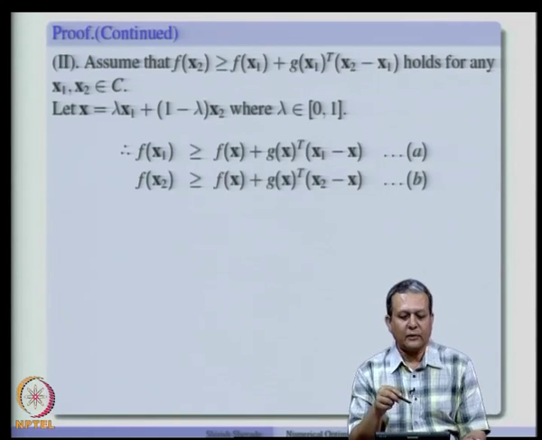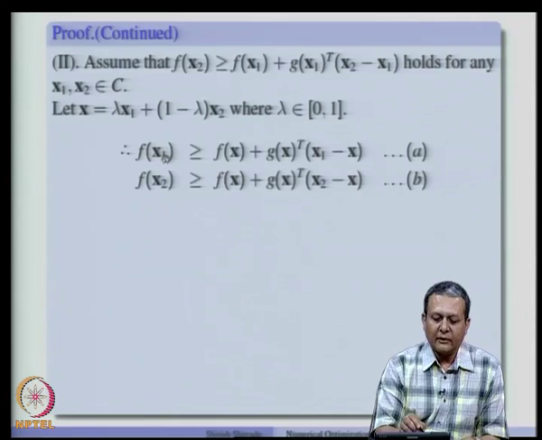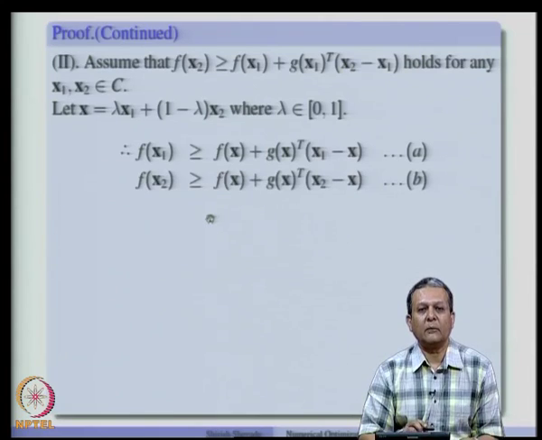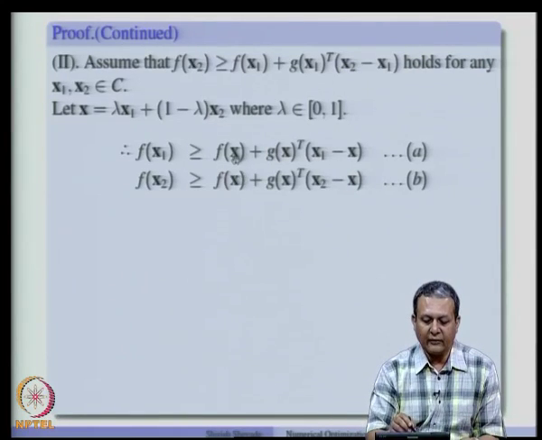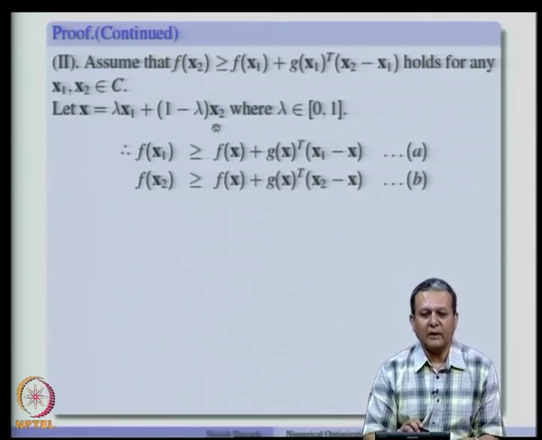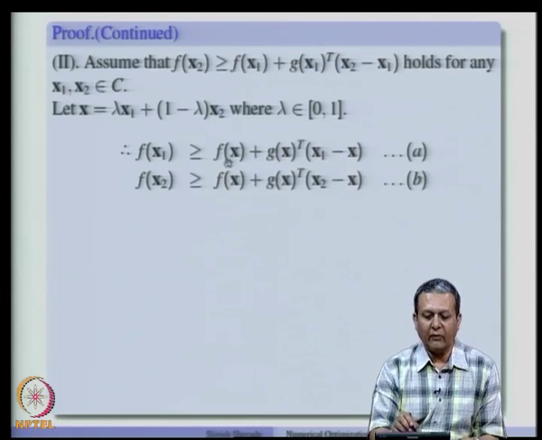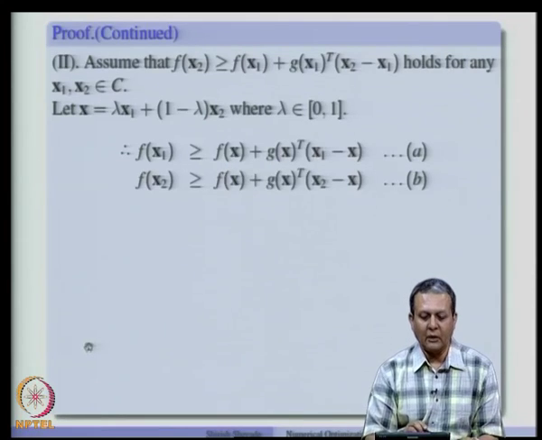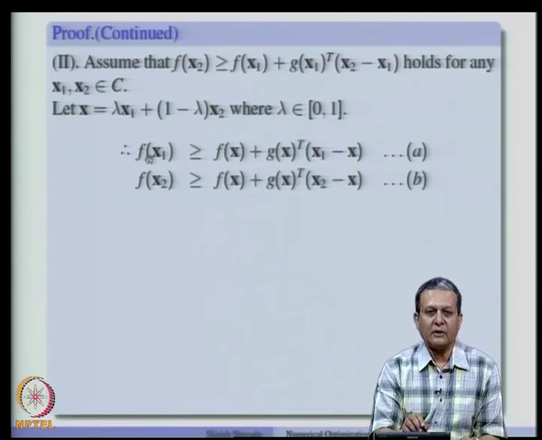Now, we have to show that the function is convex. So, what we have to show is that lambda f of x1 plus (1 minus lambda) f of x2 is greater than or equal to f of (lambda x1 plus (1 minus lambda) x2). Now, x is nothing but lambda x1 plus (1 minus lambda) x2, and what we want is to show that f of x is less than or equal to lambda f of x1 plus (1 minus lambda) f of x2. So, what we do is multiply the first inequality by lambda and the second inequality by 1 minus lambda.